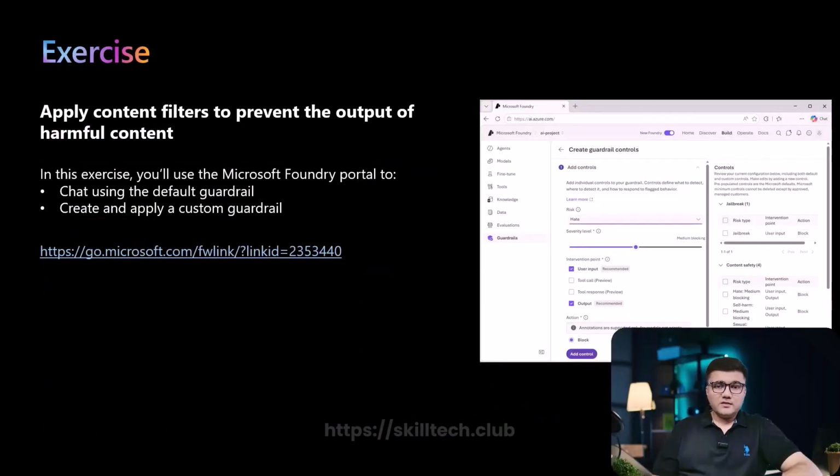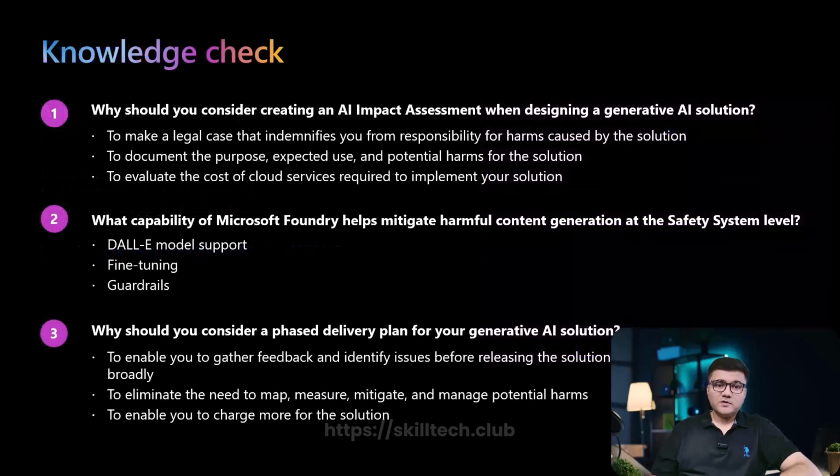Now, as you can see here, we have one lab exercise for this, which is the lab exercise of module number 5. You are going to use content filters to prevent the output of harmful content. So this is exactly what you're going to do in the next lab. But before we go into this, let's do the knowledge check of this particular module.